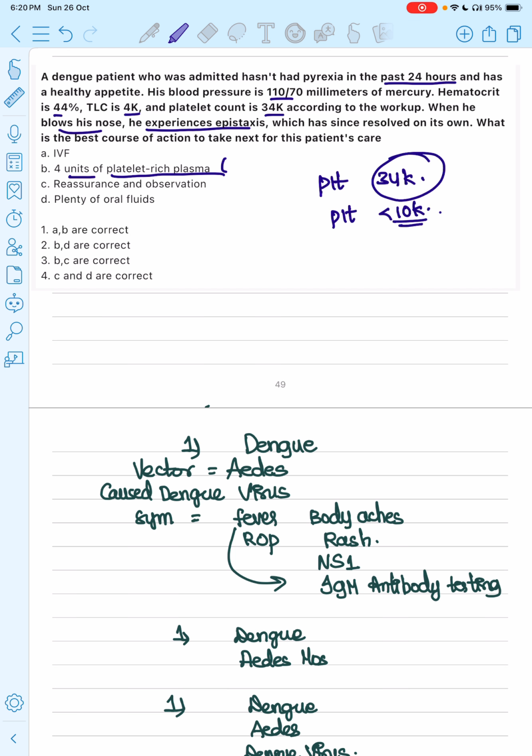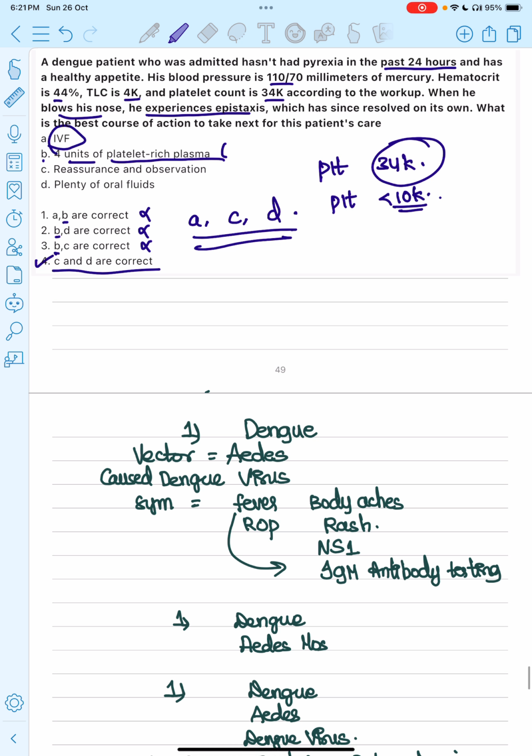So based on this, we can easily tell that in the correct option, B should not be there. In every option, out of four, three options had B in it. So this is not the answer, only C and D. If they had given A, C, D, then what would you choose? IV fluids. IV fluids also should not be given in this patient as the BP is 110/70. As I told you, when systolic blood pressure is more than 100, you should stop IV fluids. If you give IV fluids continuously, there is a risk of getting pulmonary edema.